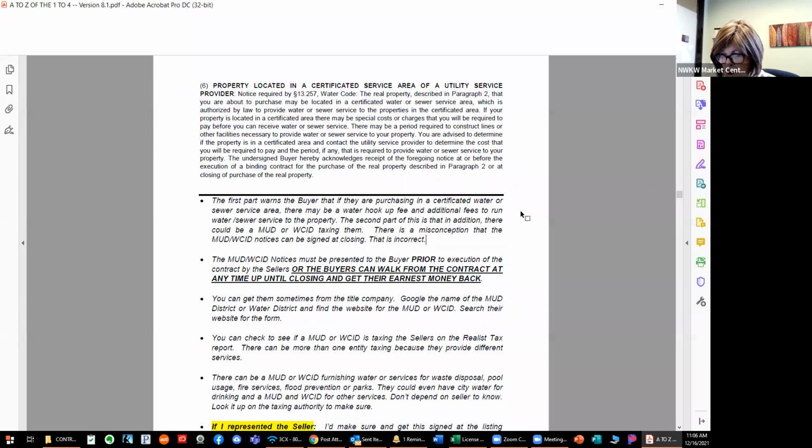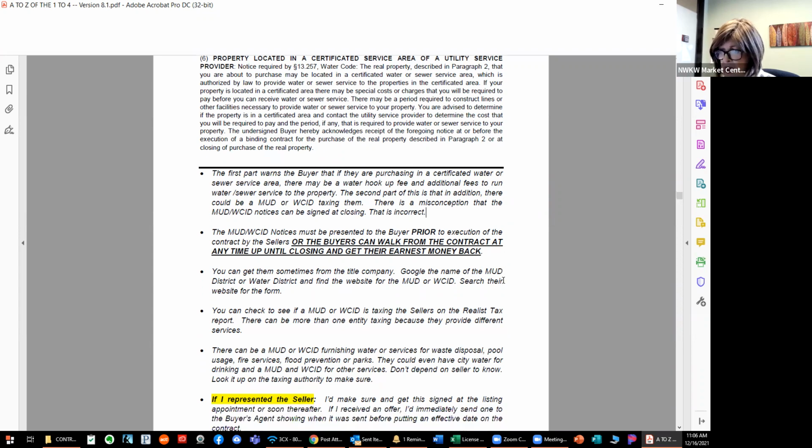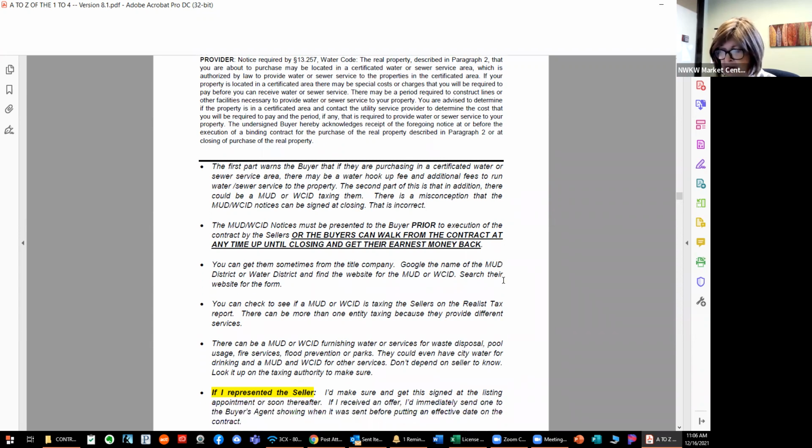The MUD or water district notices must be presented to the buyer prior to execution of the contract by the sellers or the buyer. And I put this in caps and underlined, or the buyers can walk from the contract at any time up until closing and get their earnest money back. Not option, but they will get their earnest money back. You can get those notices sometimes from some title companies, or what I always did was I just Googled the name of the water district or MUD, went to their website, looked under documents, and got the appropriate documents that tell what the taxes are for that.